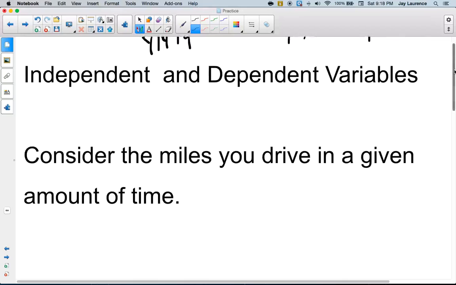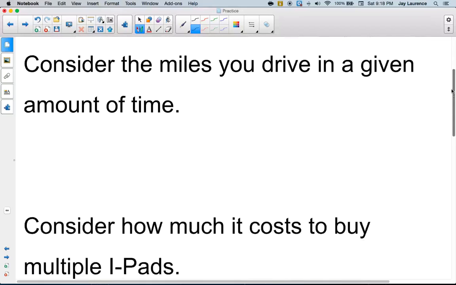So I'm going to do this first one for you, and then I'm going to show you several where you can try to figure them out on your own. So it says, consider the miles you drive in a given amount of time. Well, you have two variables. You have the miles and you have the amount of time. Now, ask yourself, which one causes the change? Are you going more miles? Going more miles, does that force the time to increase or decrease? Or does the amount of time allow you to travel more miles?